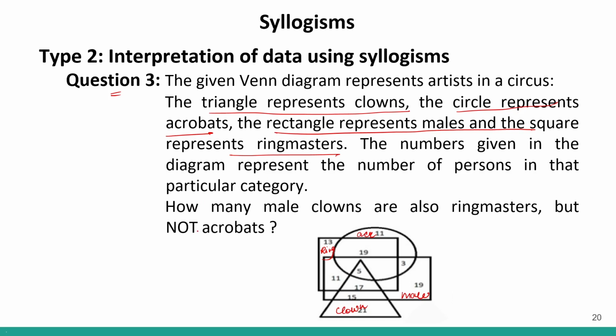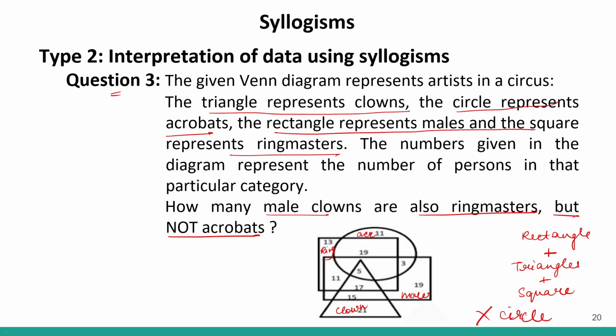Now, the question is how many male clowns are there? Male means it should have a rectangle. Correct? Plus clowns. Clowns means triangle. So, rectangle plus triangle. That are also ringmaster. So, ringmaster is square. Correct? So, rectangle plus triangle plus square, but not acrobats. That means circle should not be there. So we have to find an area that has rectangle, triangle, square but not circle.